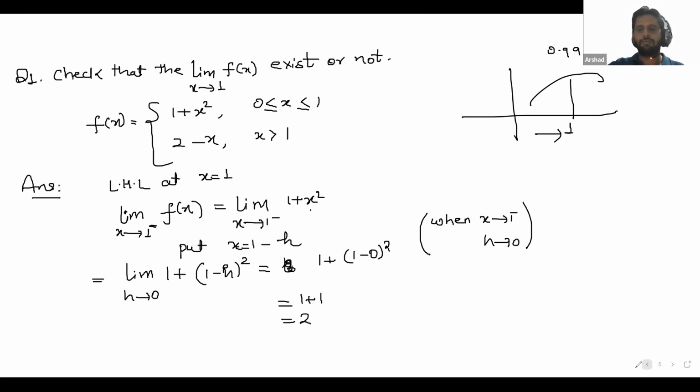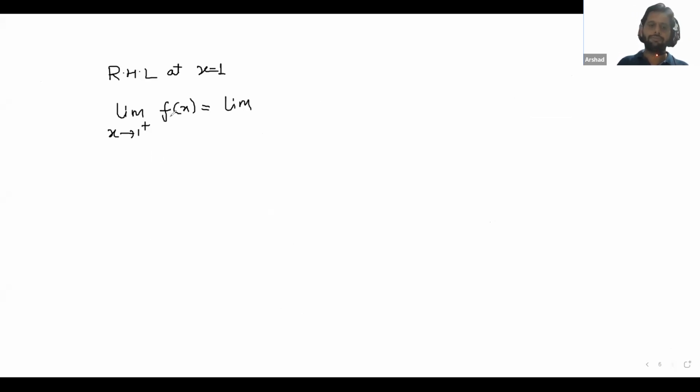Josefa, from the first and second function, what will we use for the RHL? Very good, 2 minus x. So we can see here 1, this is greater than 1. RHL means 1 plus, we are approaching from the right side. So we will take a value which is greater than 1. So that is 2 minus x. So we will use 2 minus x here and x tends to 1 plus.